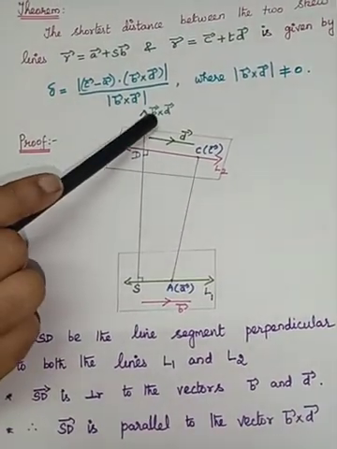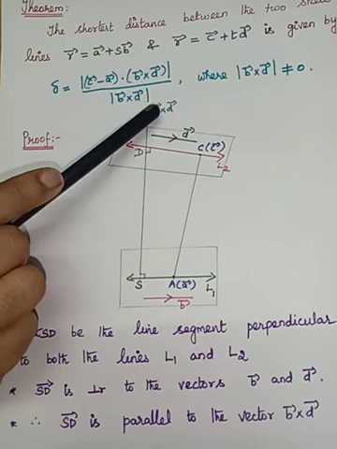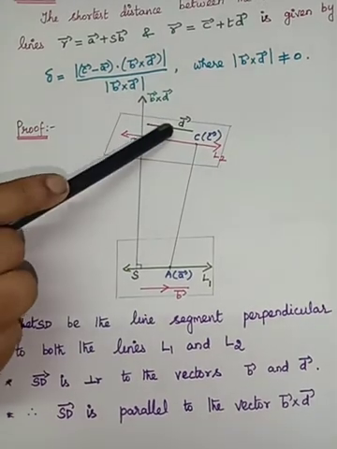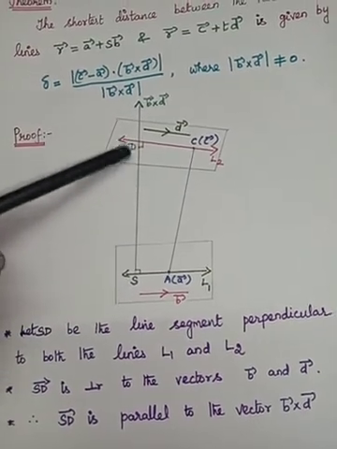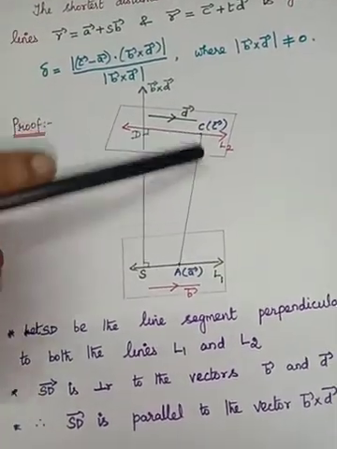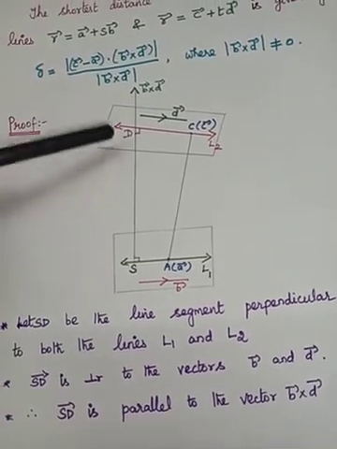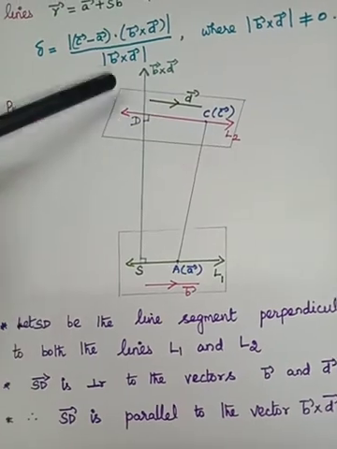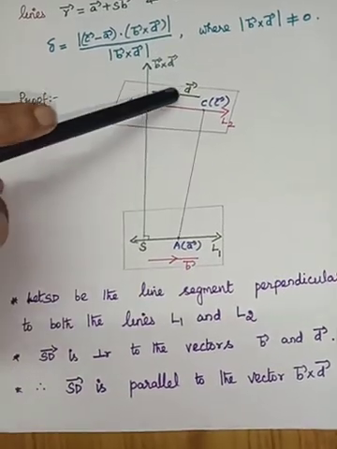Now if you take the cross product of b vector and d vector, that is b vector cross d vector, how is it? It is perpendicular to b vector and d vector. Now you are going to take SD, the line segment which is perpendicular to both the lines L1 and L2. So let SD be the line segment perpendicular to both lines L1 and L2, and b vector cross d vector is perpendicular to b vector and d vector.